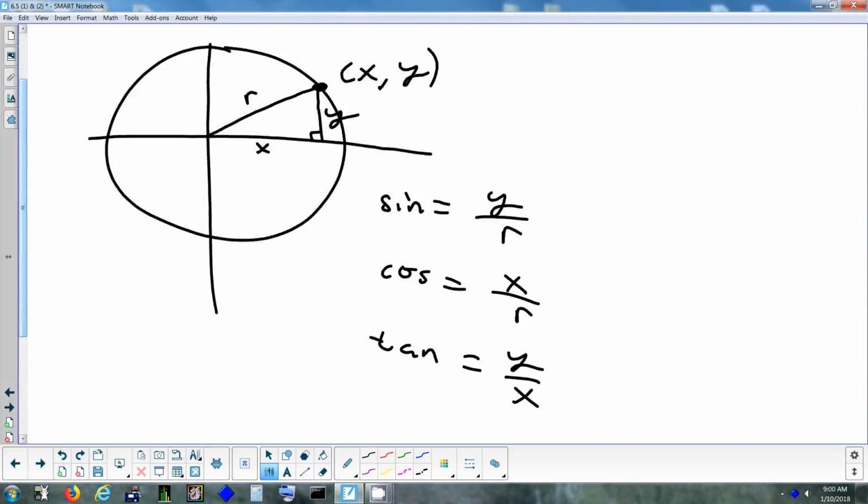Yeah, you just flip them. So your cosecant is r over y, your secant is r over x, your cotangent is x over y. Okay, well, let's just look at those three.